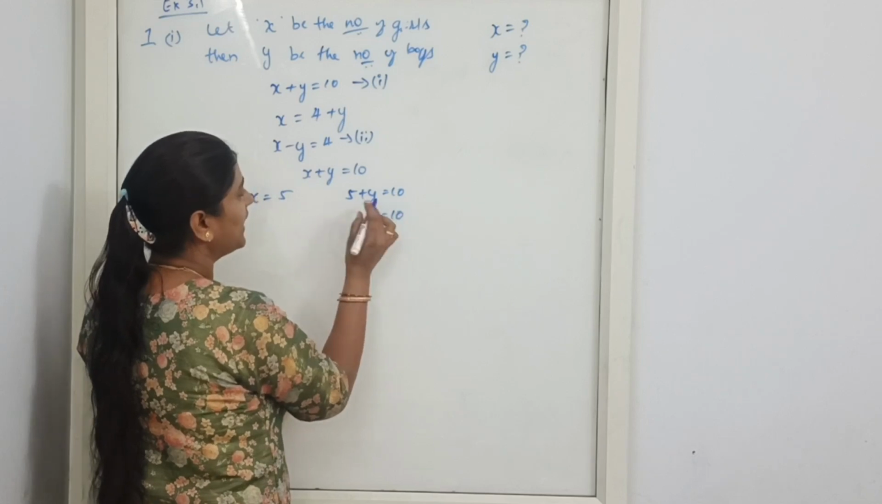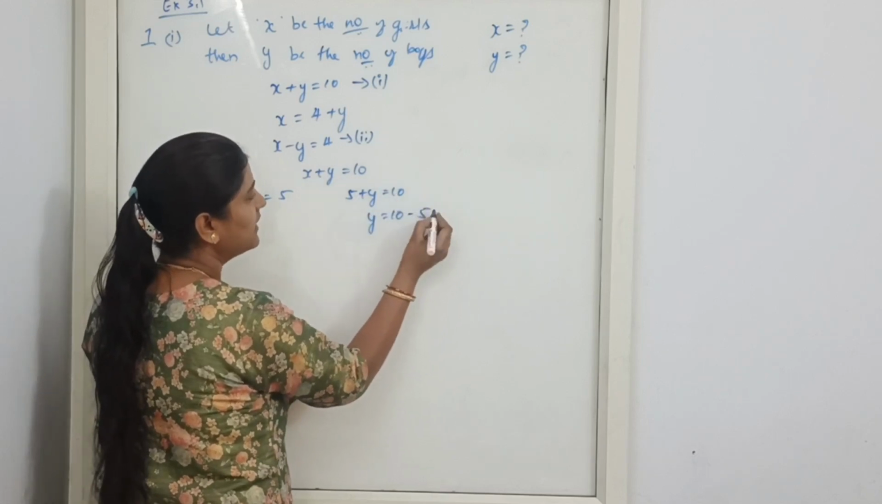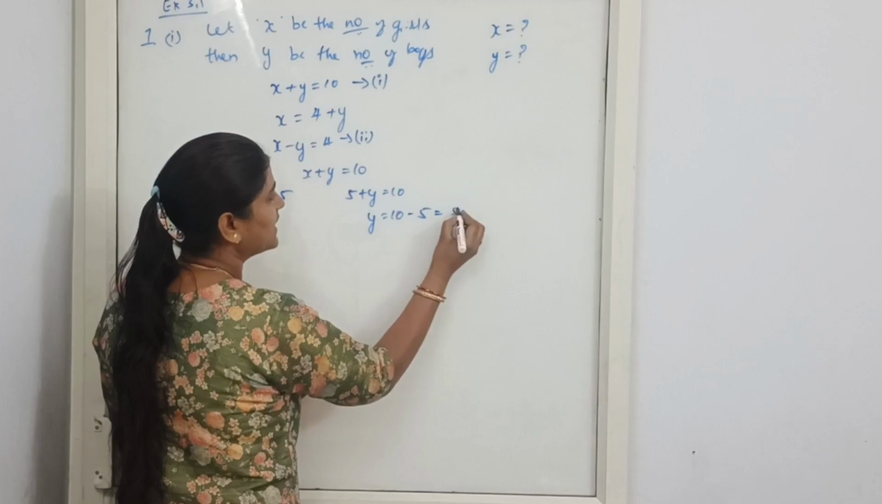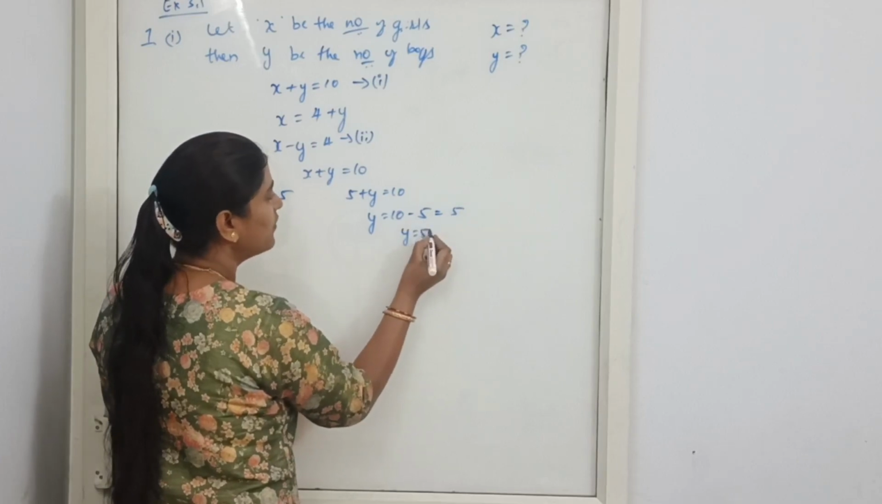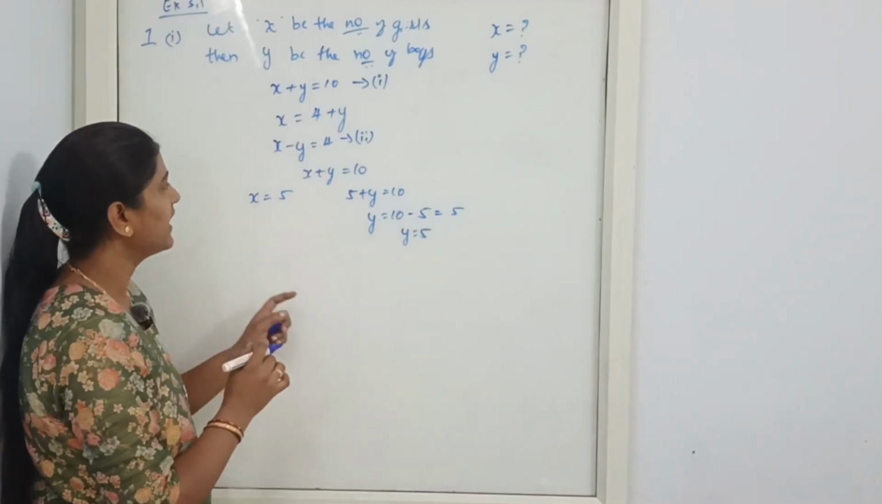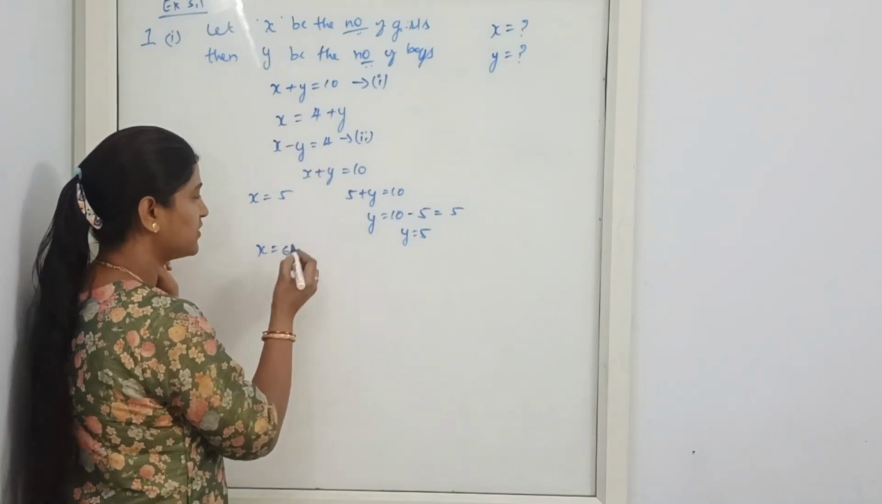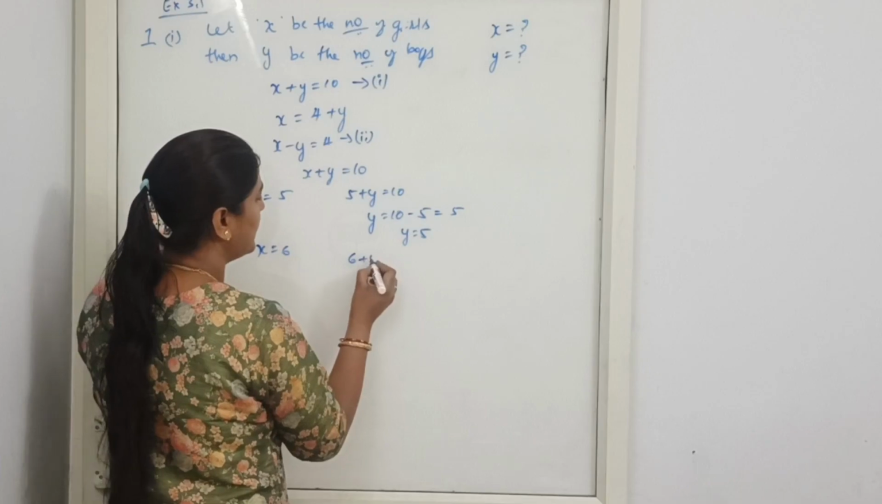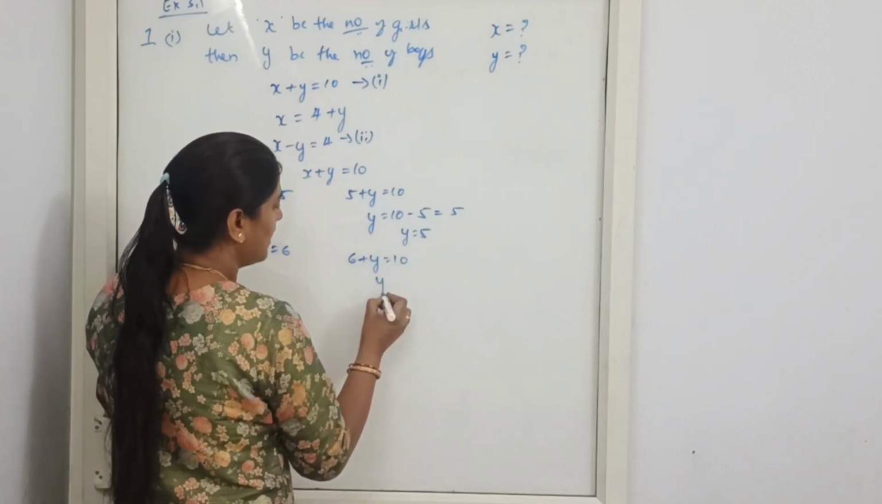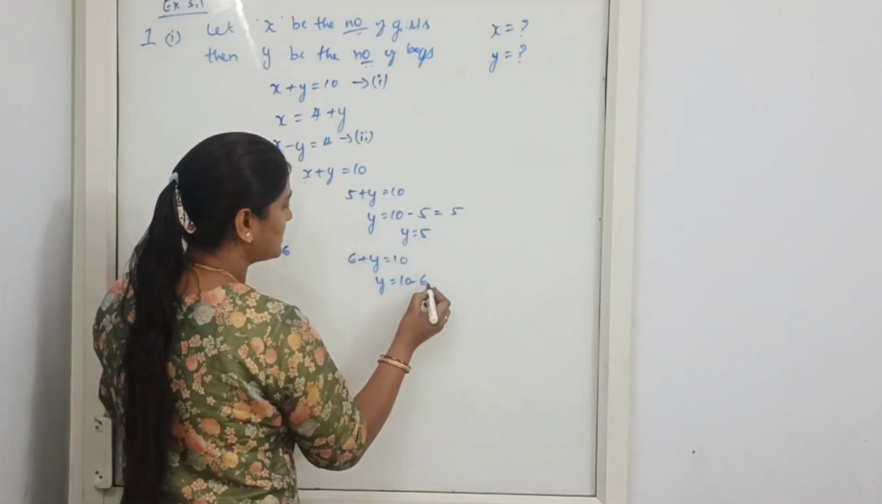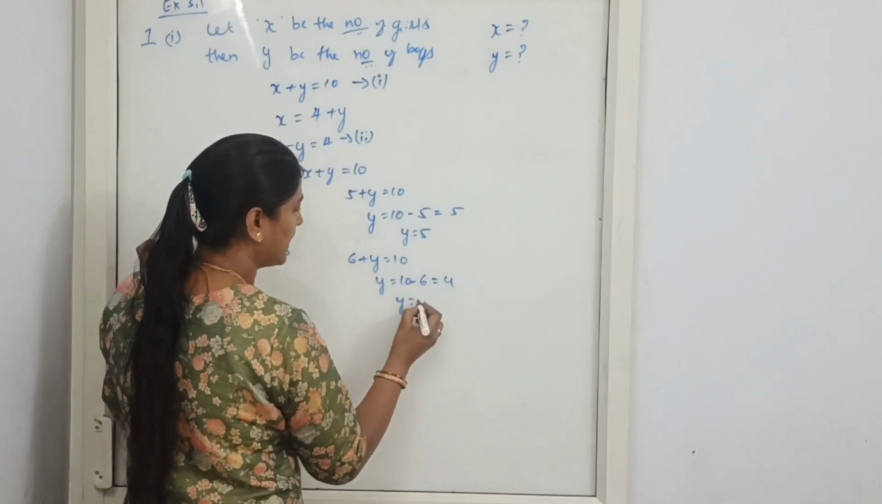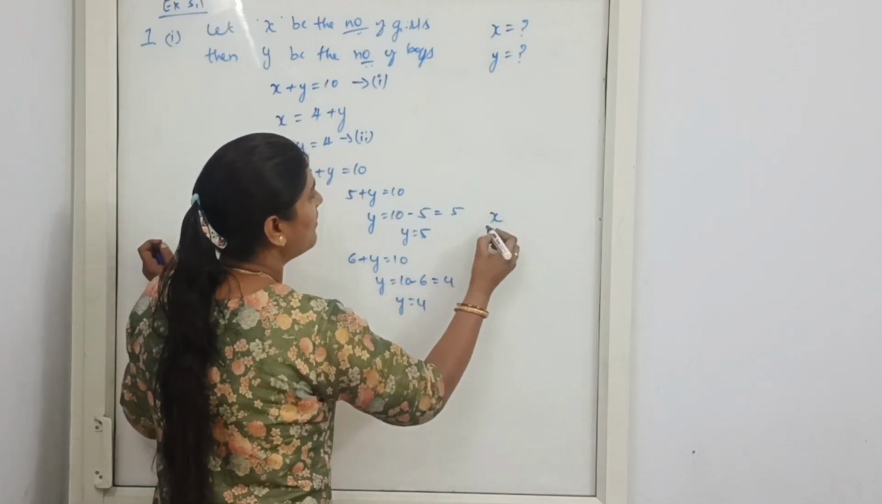Transpose 5 this side, 10 minus 5, that is 5. So y is equal to 5. And next you can increase the x value. The x value 6 you can take. 6 plus y is equal to 10, and y is equal to 10 minus 6 is equal to 4. So y is 4. Form a table.